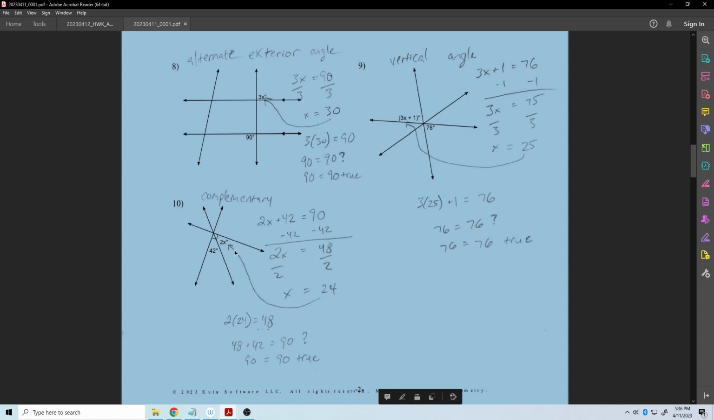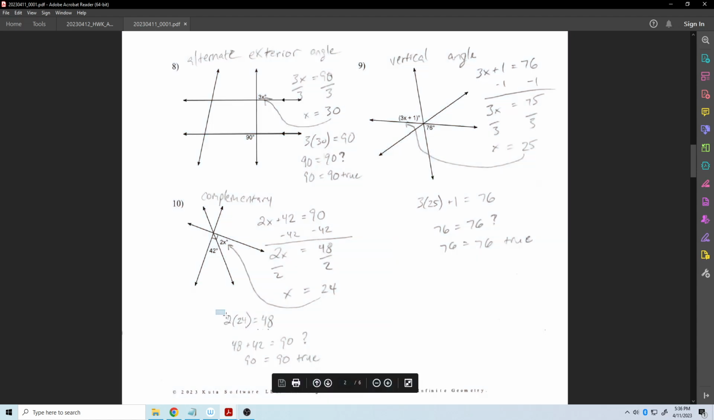Plug that back in, as you see with the arrow. 2 times 24, I'm saying that's 48. Okay, so now I know this 42 was already given to me, and 48. Let's see, do those add up and equal 90? Yep, they do.